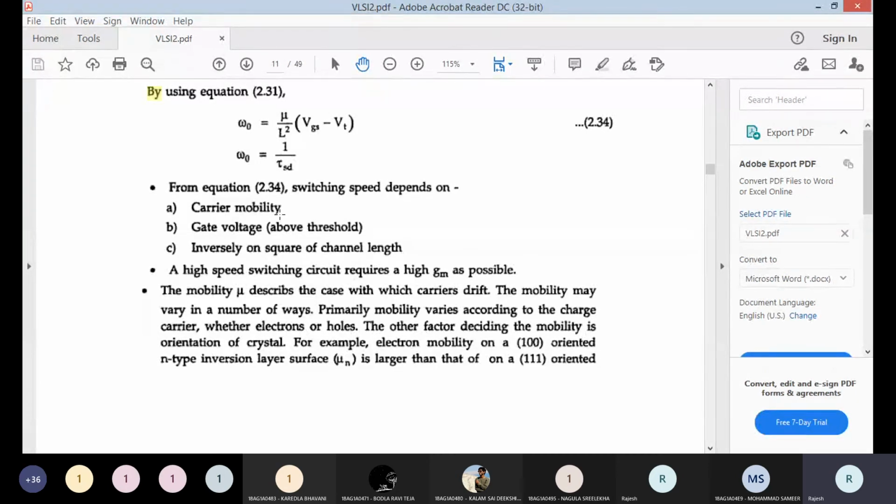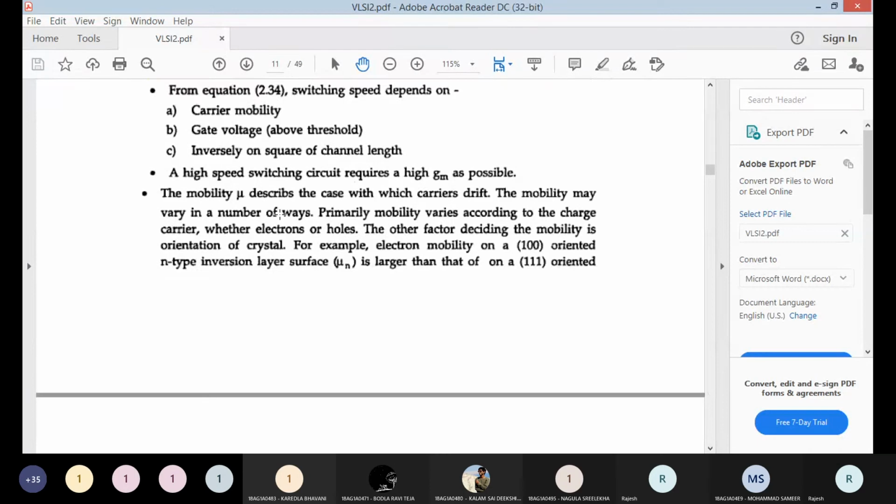Okay, then it is inversely proportional to square of channel length. From equation 2.34, if you see, it is inversely proportional to square of channel length. High switching speed devices will have high GM. So when you are designing one logic with a different number of transistors, where you require more switching, there you have to select high GM devices. More mobility, mu n, you have to select.